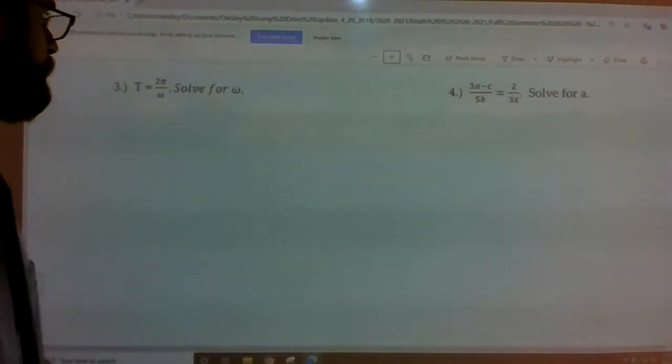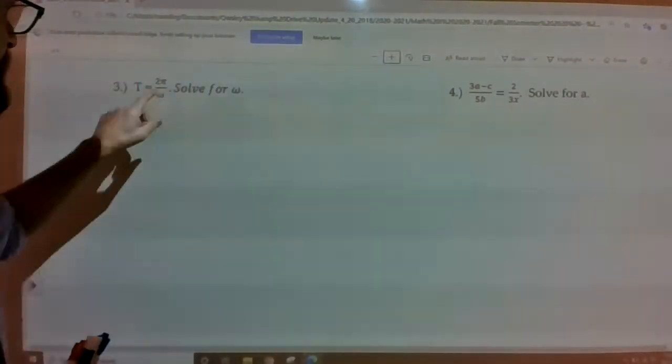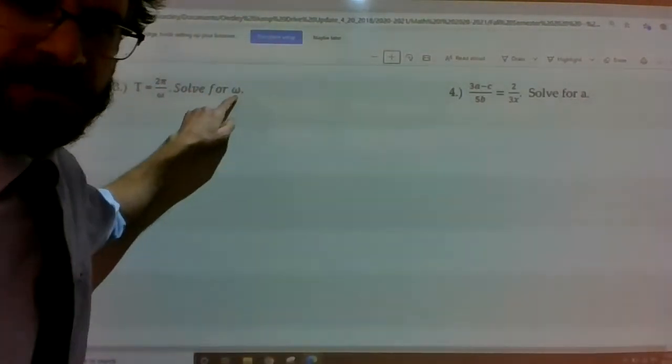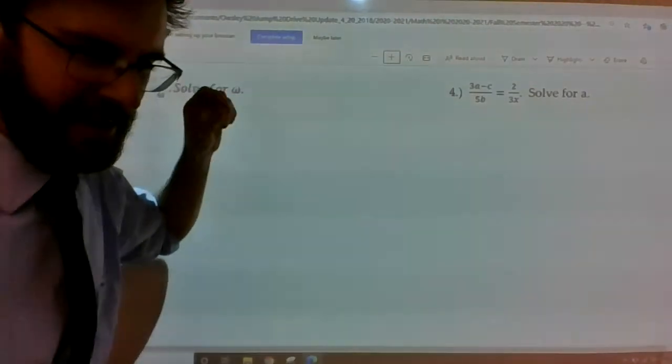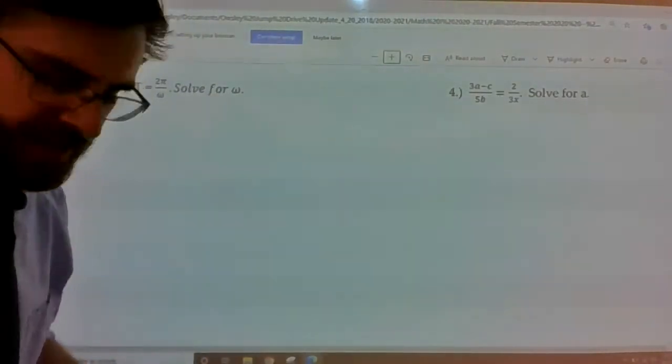All right, number 3. I threw some Greek letters in there. This is pi, and I think this is lowercase omega. I can't remember exactly. It might be something different. You can just write it as a W.